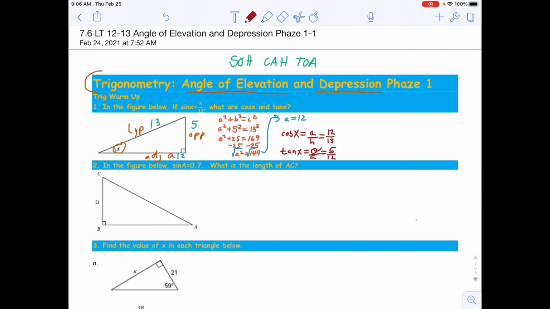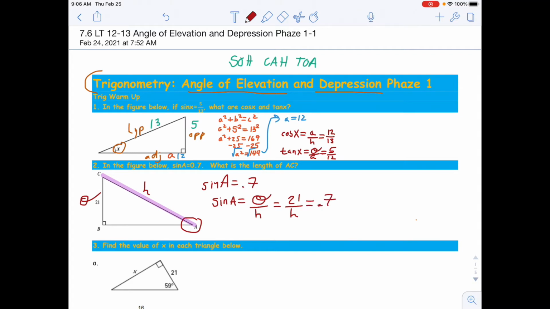Next one, in the figure below, sine of angle A equals 0.7. What's the length of AC? We've never done a problem like this before, but I think we can handle it if you just think about things. What do I mean by that? Well, remember sine of angle A is the opposite over hypotenuse. The opposite in this case is 21. The hypotenuse is h. And we know whatever that ratio is, it equals 0.7.